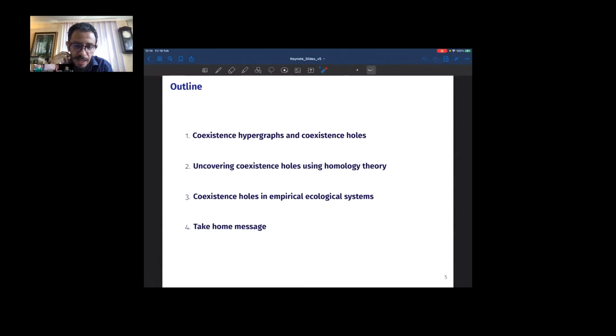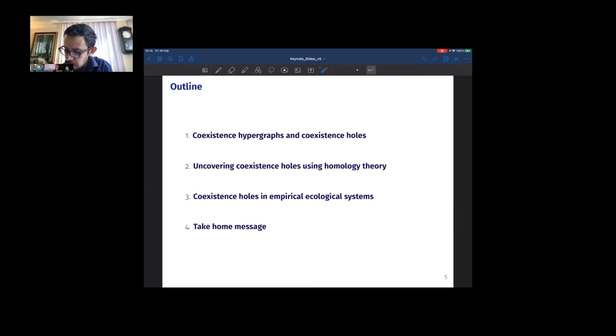So this will be the outline for the rest of the talk. First, I want to discuss this idea of coexistence hypergraphs, and how we can use coexistence hypergraphs to define this idea of coexistence holes that I was just discussing. And remember that there will be two types of coexistence holes. The first type will be assembly holes, and the second type will be disassembly holes.